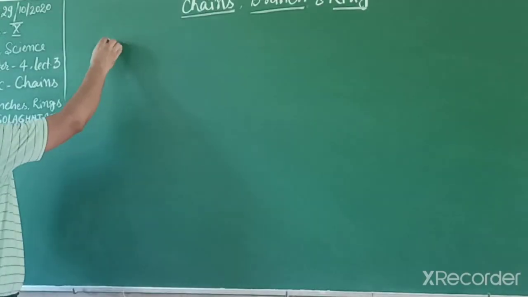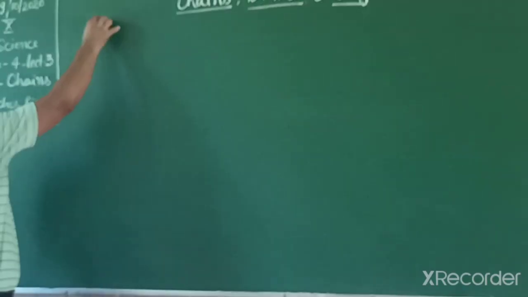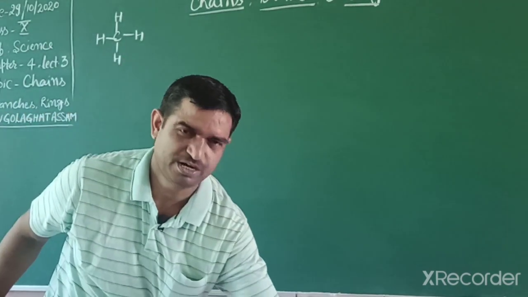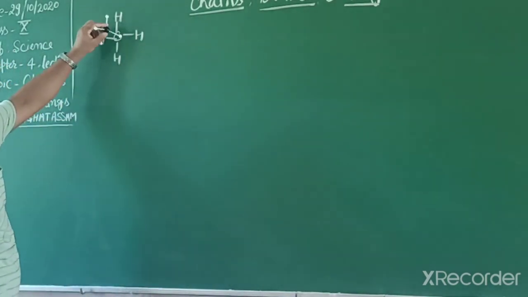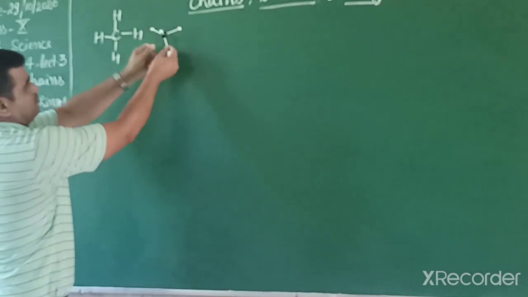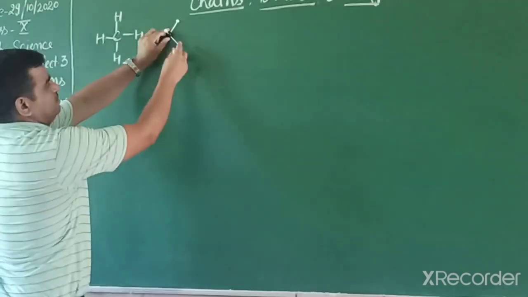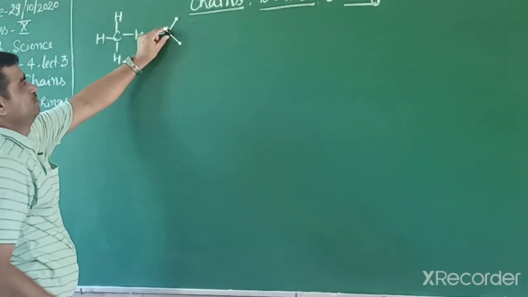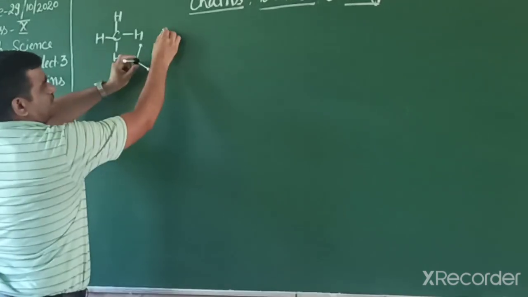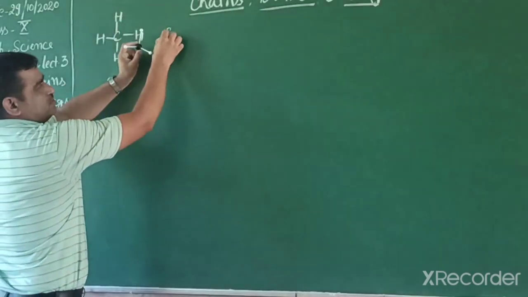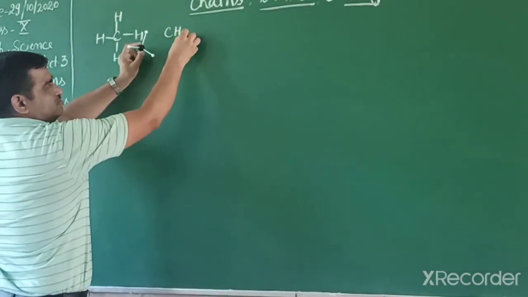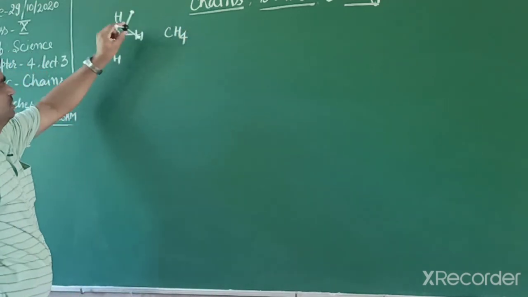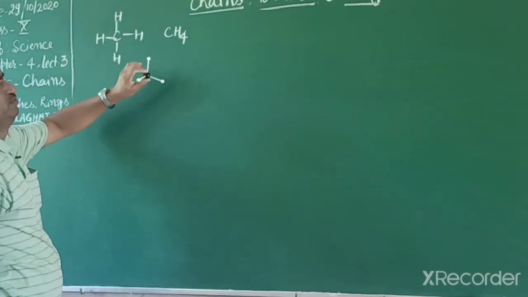Students, first we write carbon. One carbon's valence is 4, so with 4 hydrogen, one carbon we can represent like this. So its molecular formula we can write CH4, and this is the structural formula.